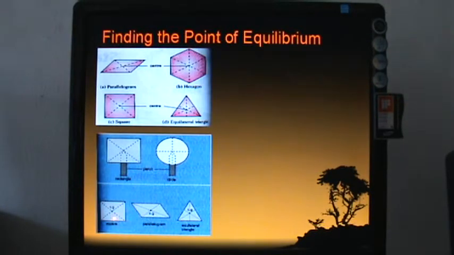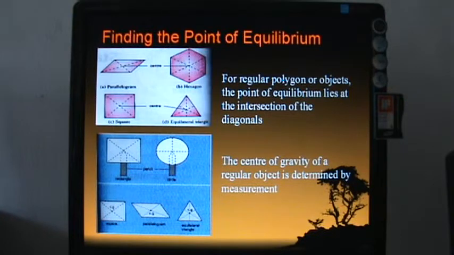What if you have this, almost the same also? This one is a regular object. Again, if you place a pencil here, you can hold it, or if you place a pencil here, you can hold it, and the center of gravity can be found quite easily. For regular polygons or objects, the point of equilibrium lies at the intersection of the diagonals. Diagonals means this line. This line is called a diagonal. This is another diagonal. So two diagonals intersect to give the intersection, and you can find the center of gravity. So the center of gravity of a regular object is determined by measurement.